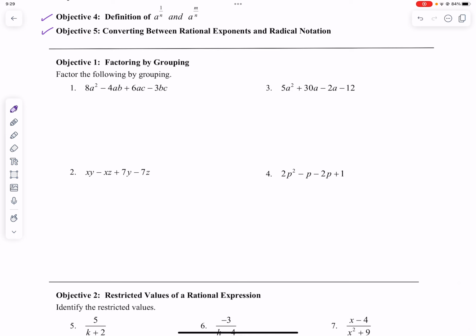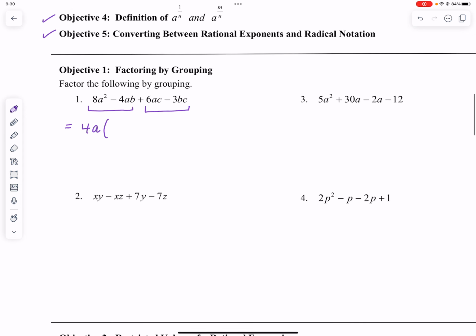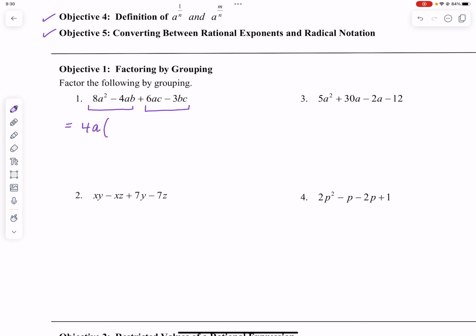So what we do here is we go ahead and we group the first two terms together and the second two terms together. And what we do is we see what they have in common. So between an 8 and a 4, there's a 4. And between an a squared and an a, there's an a. And they have nothing else in common. So now if you divide 8a squared by 4a, you get 2a. And likewise, you'll get a negative b.